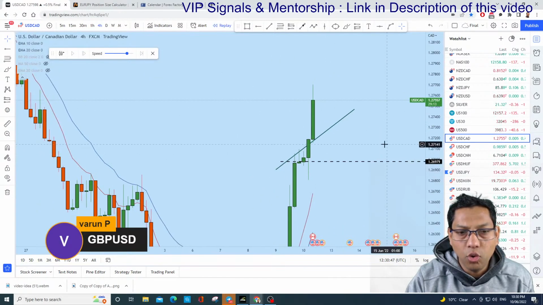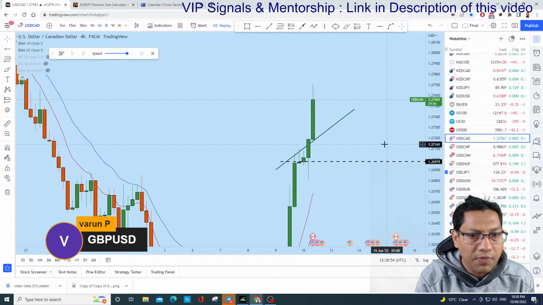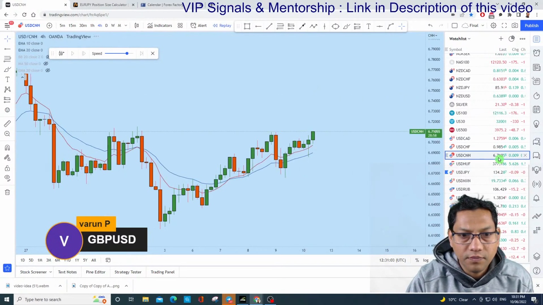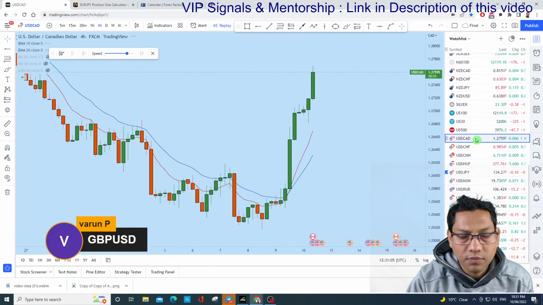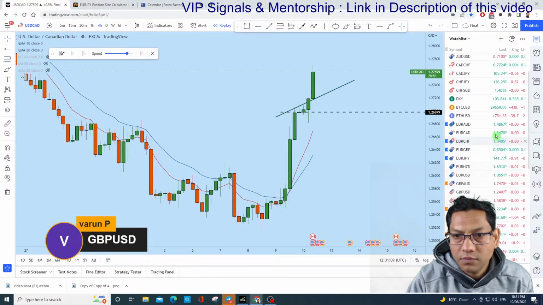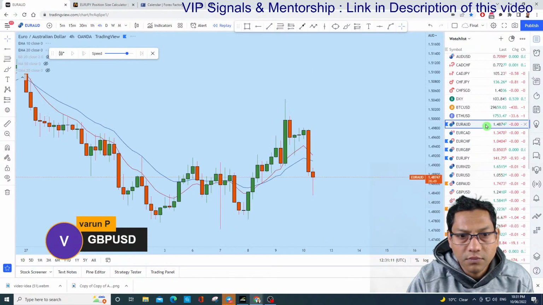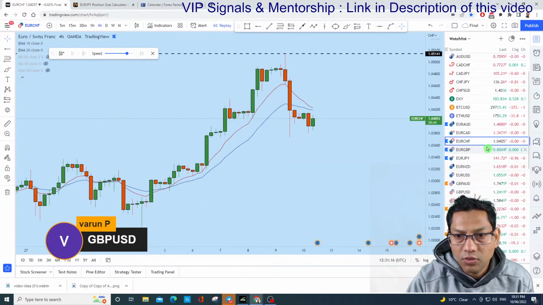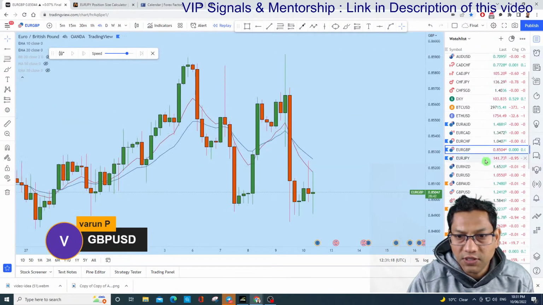I normally don't look at all the time frames when I'm trading this kind of news, because if you look at all the time frames, you might get confused. Instead, stick to one time frame. That's what I do, and I wait for my setup. Okay, Euro CHF is also getting affected by this news a little bit.